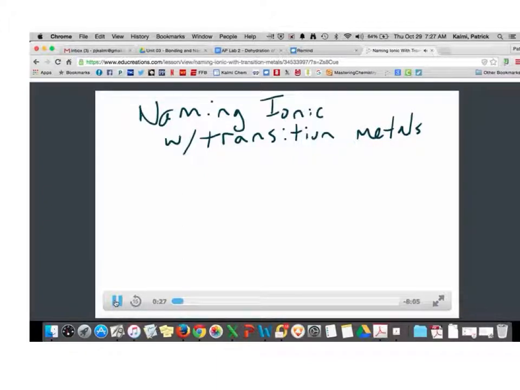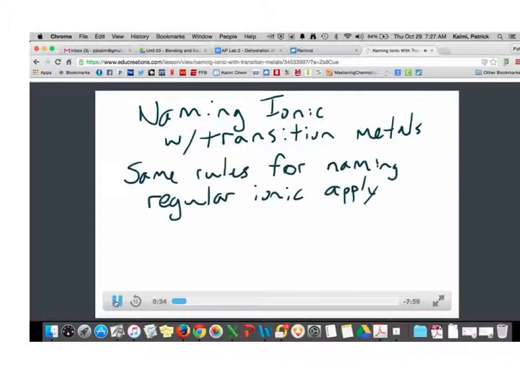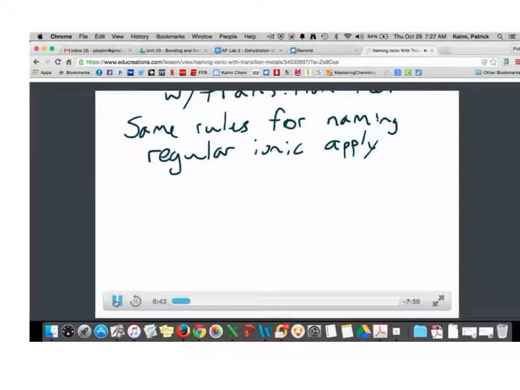You all know that naming very basic ionics, you just use a metal and a non-metal, and the same rules apply. The metal keeps its name, the non-metal drops the ending and adds IDE. Here's the thing about transition metals that's so tricky.